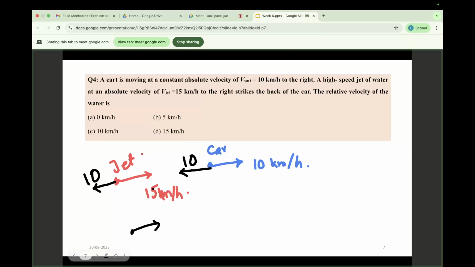Now the resultant is 15 kilometer per hour in the right direction and 10 in the left, so they should be minus each other. 5 kilometer per hour. So the correct option is option B. Such types of questions may come, so please try to go through similar types of questions. Now I am moving to the next one.